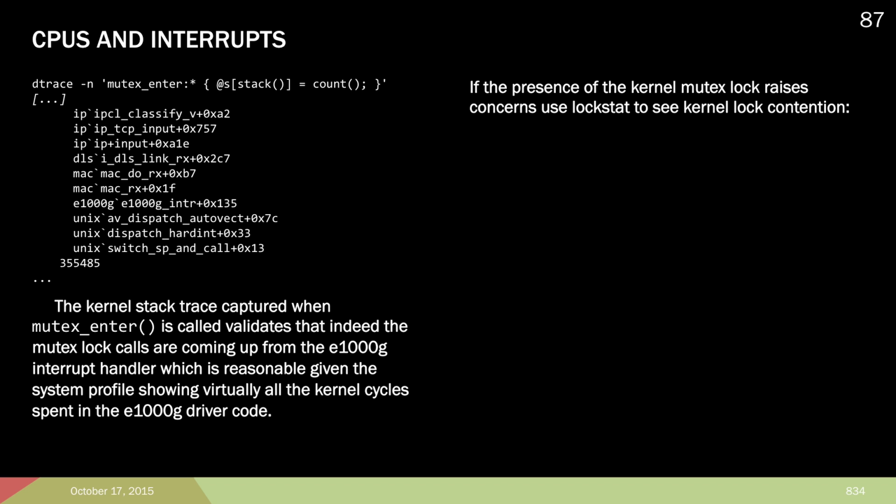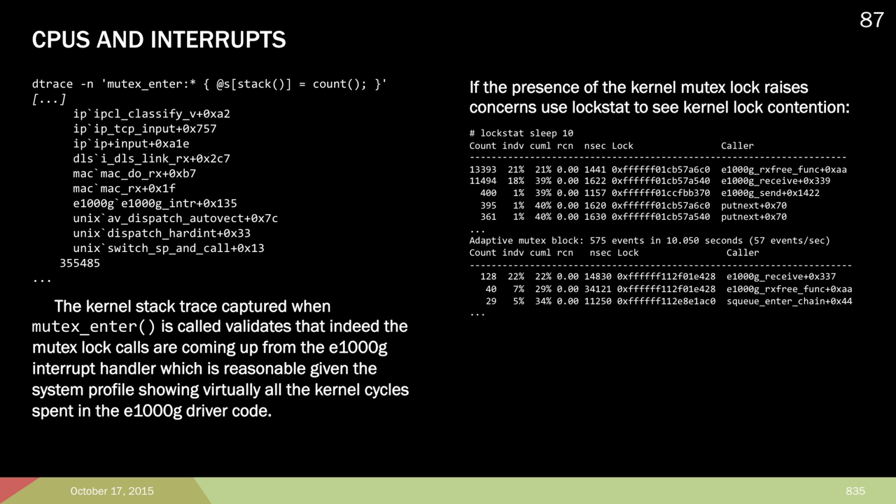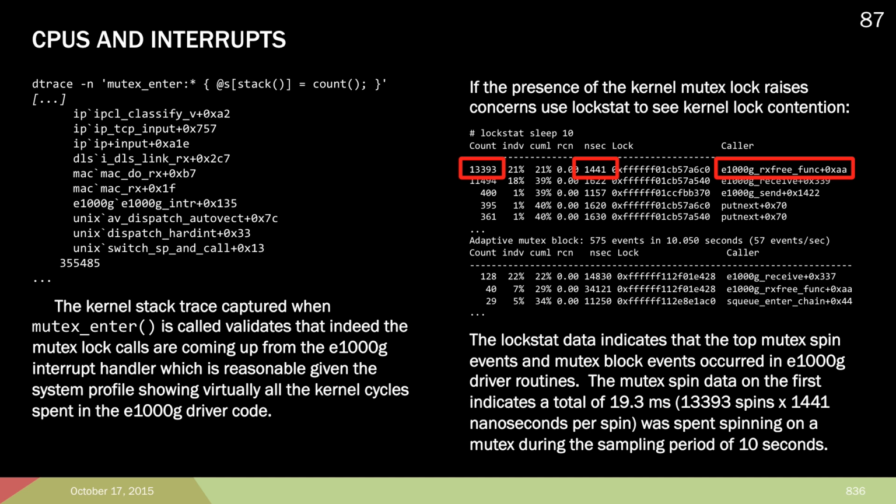If the presence of the kernel mutex lock raises concerns, using lockstat to see kernel lock contention, the lockstat data indicates that the top mutex spin events and mutex block events occurred in the E1000G driver routines. The mutex spin data on the first indicates a total of 19.3 milliseconds was spent spinning on a mutex during the sampling period of 10 seconds.